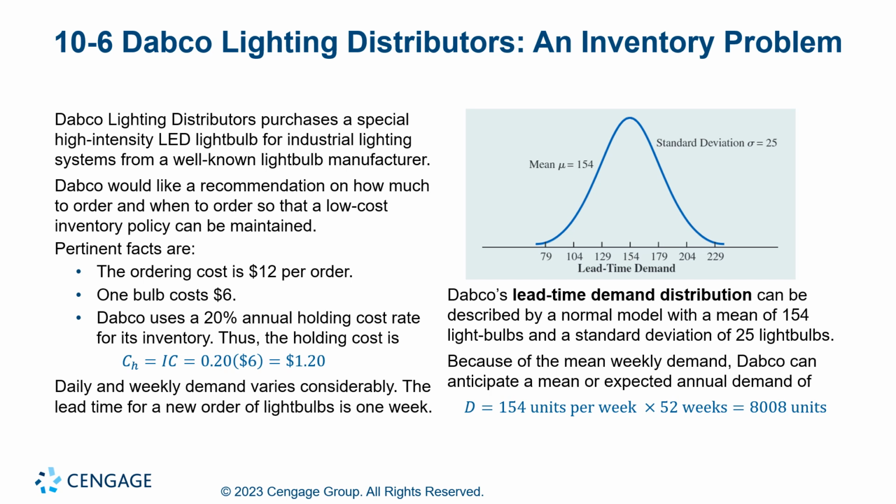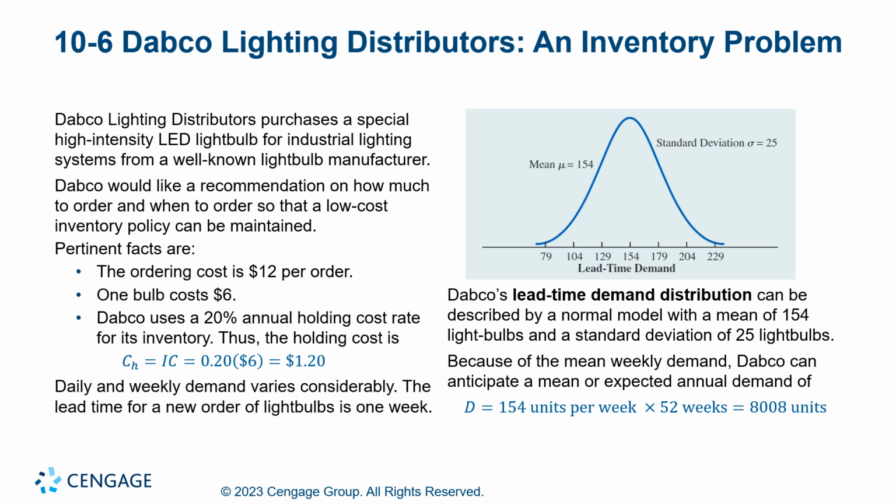And therefore, the holding cost is given by I times C, which is 0.2 times $6, which is equal to $1.2. This company has more than 1,000 customers and experiences probabilistic demand, and in fact, the number of units demanded varies considerably from day to day and from week to week.